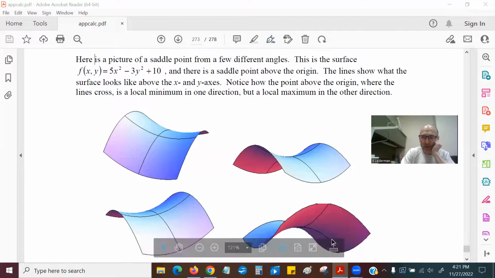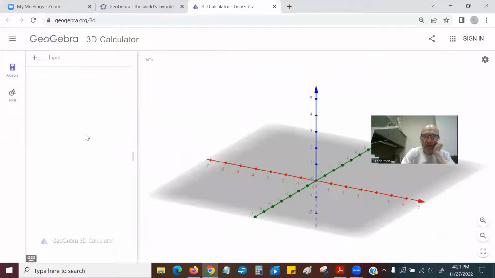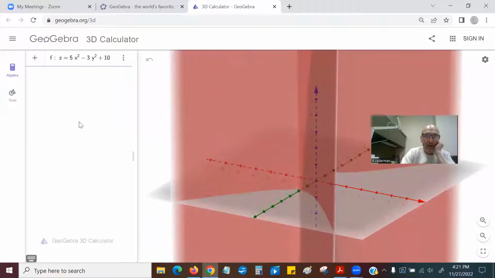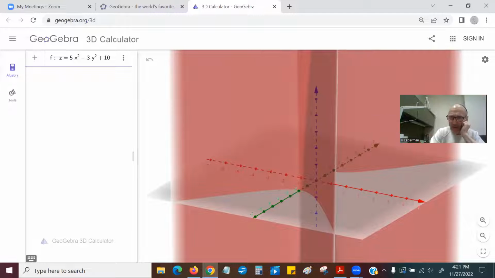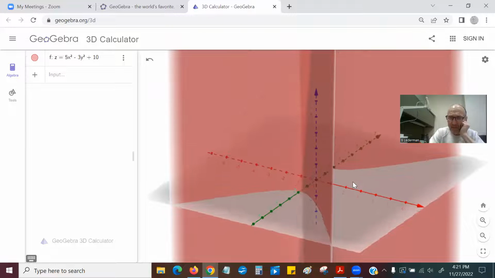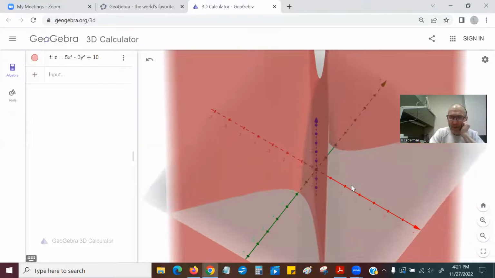GeoGebra is right here, and I'm going to type in z equals. Instead of f(x, y), we use the letter z, and this is the function. Wow, it's really big.